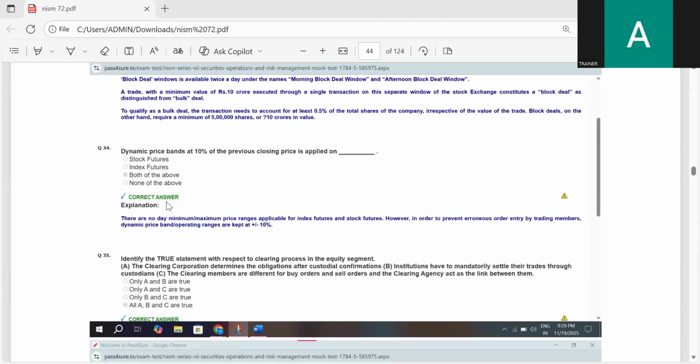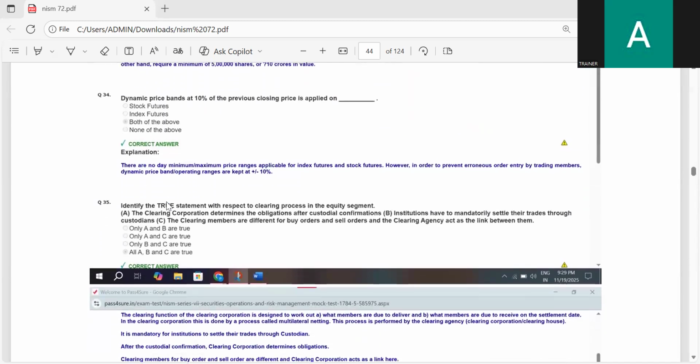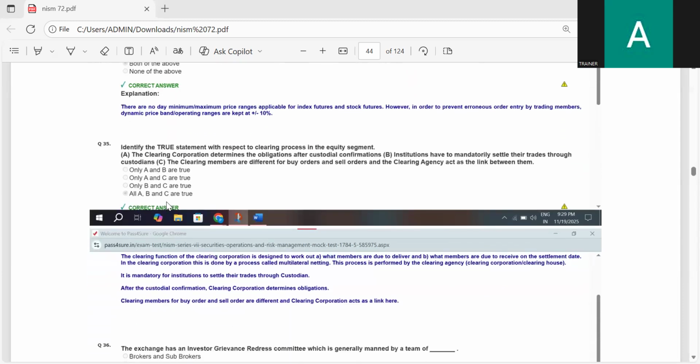Dynamic price bands at 10% of the previous closing price are applied on stock futures, index futures, or both of them. The correct answer is both of the above.